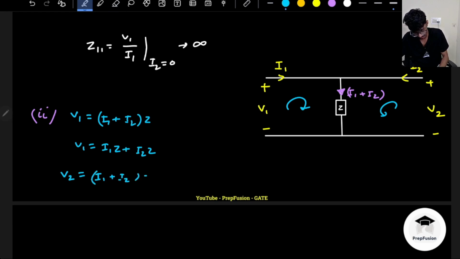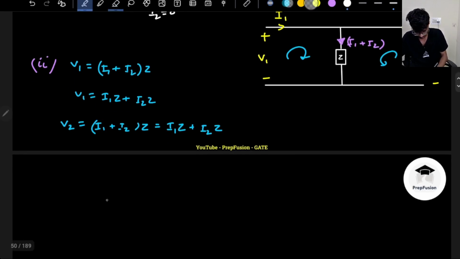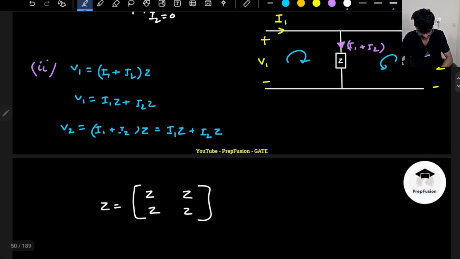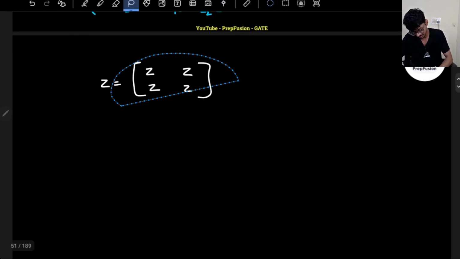Z parameters, the individual elements can be same, there is no harm in that. Okay, they can be same. So this will be I1z plus I2z. Basically my z parameters are z, z, z, z. This is a very bad name because z is here, z is here as well. Okay, so this is the z parameter for a shunt element.